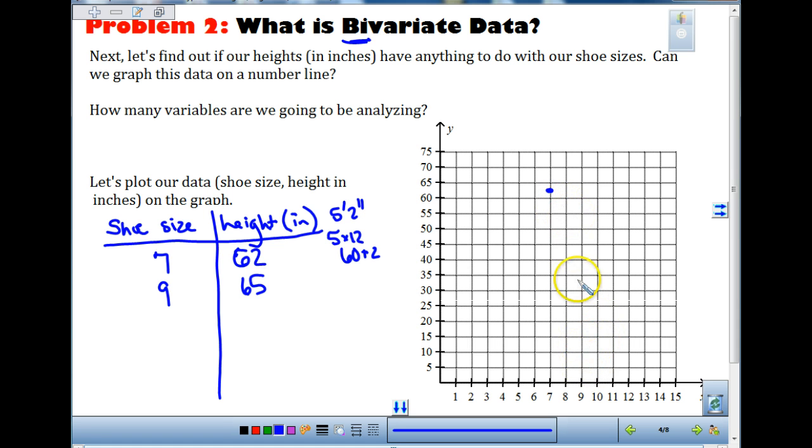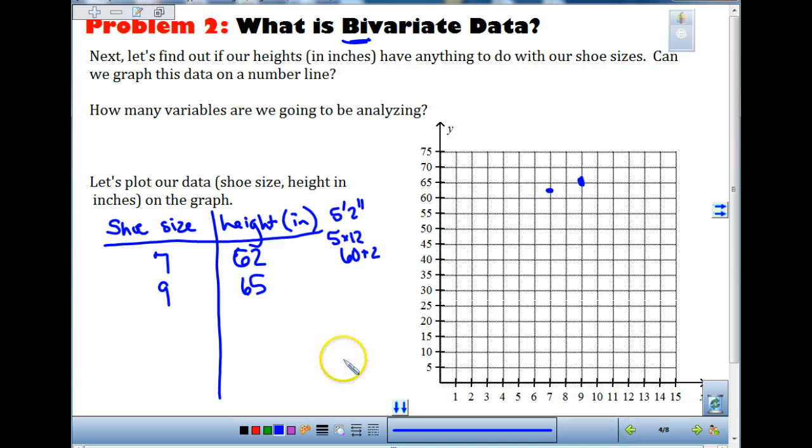I'm going to go to size 9. 9 was at 65. Okay, so you're going to have a lot of data points clustered, I would think, in here. We're probably not going to have many people that have a size 1 or 2, right? And we're not going to have probably someone that is 25 inches tall, right? A little over 2 feet. So most of our data points are going to be in this region.